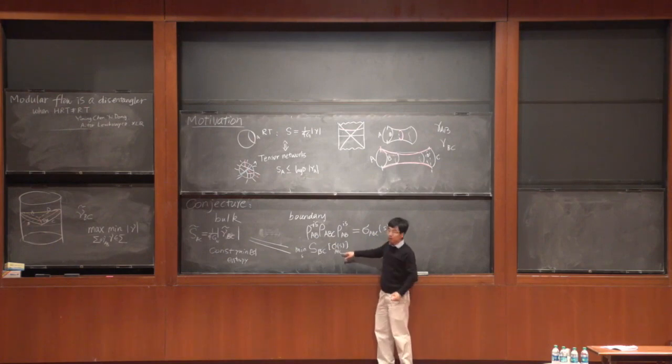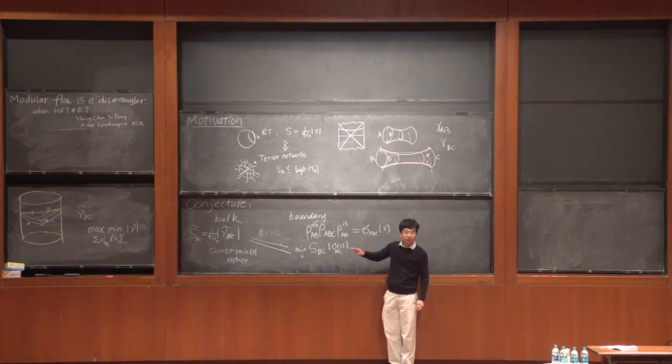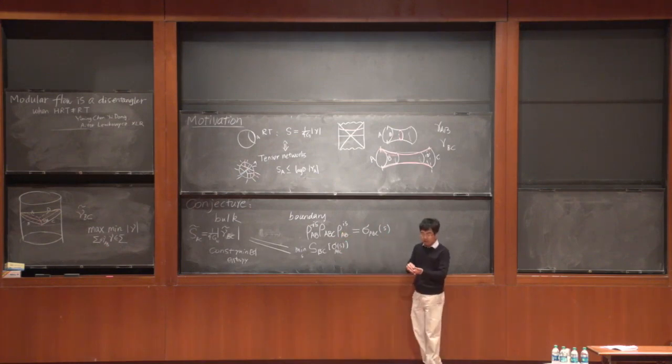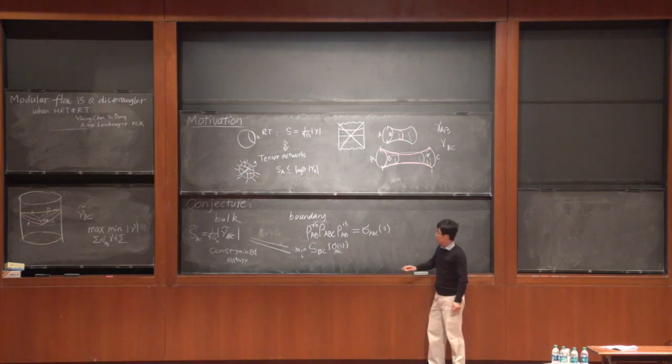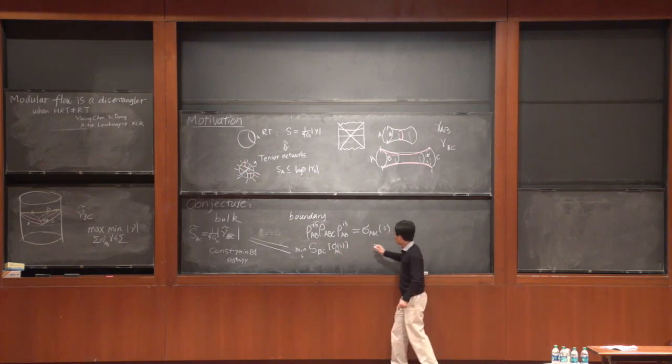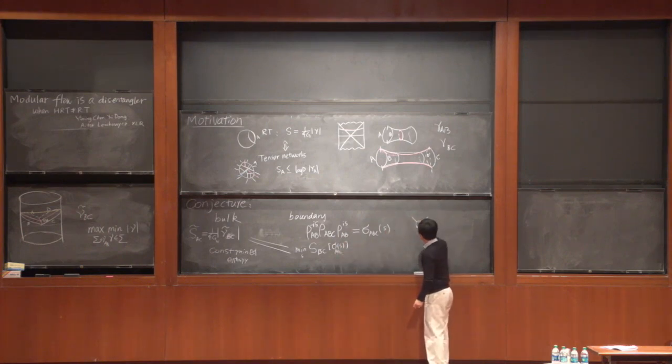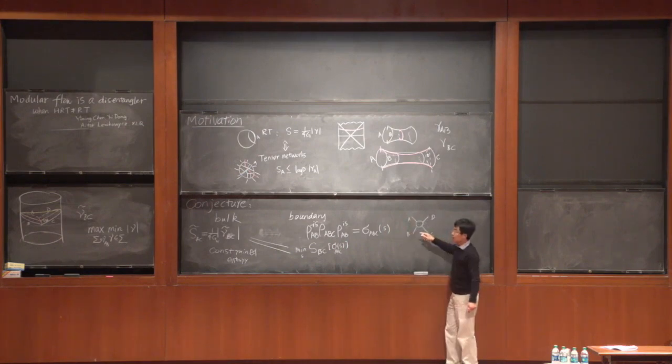Okay, so this quantity is why, in the title, I'm calling the modular flow a disentangler. Because what does this quantity mean? Take your state, which contains A, B, C, D, although I didn't use D. Now if you calculate S_BC, you get some entropy, right?